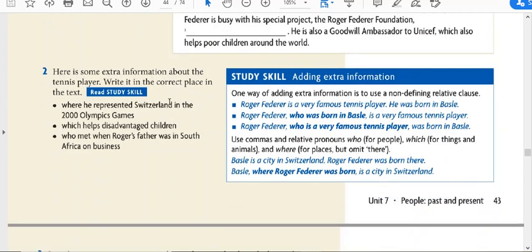The study skill here is trying to put the sentence in different writing. For example, we got Roger Federer is a very famous tennis player. He was born in Bale. We could put it in a different way. We could say Roger Federer, comma, who was born in Bale, is a very famous tennis player, and so on.